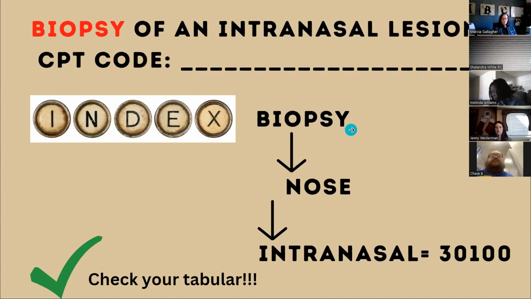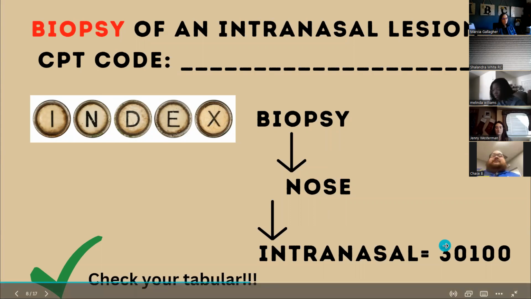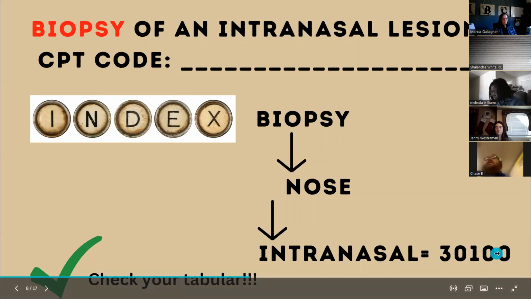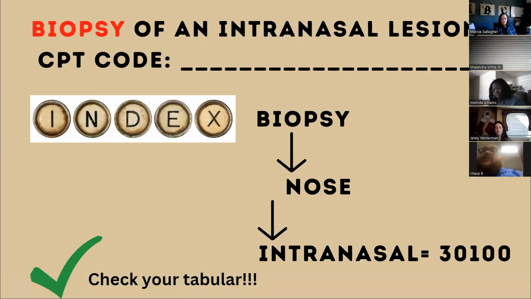Well, it's a biopsy. So we're going to go biopsy, nose, and then intranasal. So it's 30100. Now, do we just stop there in the index or do we always check the tabular? We code two ways. Always check. Code two ways, right? So we found it in our index. Now we're going to go to our tabular and check to make sure that we have the correct code. It's correct. I've already checked it. Just telling y'all.